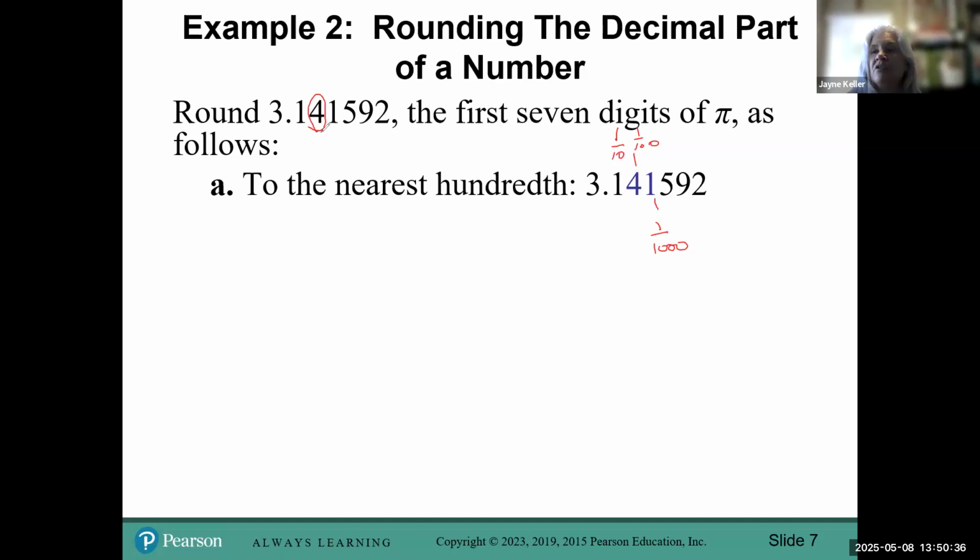Same process. I just look to the right. Over here to the right of the 4, I have a 1. That's in the 0 through 4 range. So I'm going to leave the 4 alone. But this time, instead of writing a bunch of zeros, we just stop there. Okay. We don't need to write the zeros because it's equivalent. So 3.14, that's usually the number that we use for pi, isn't it?